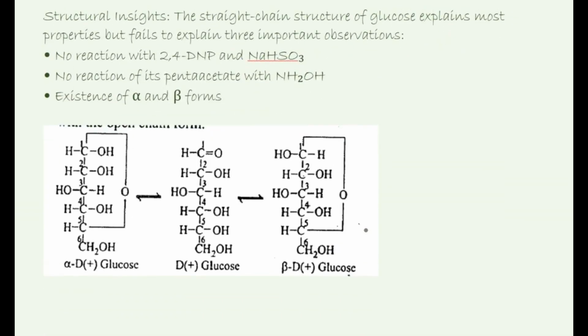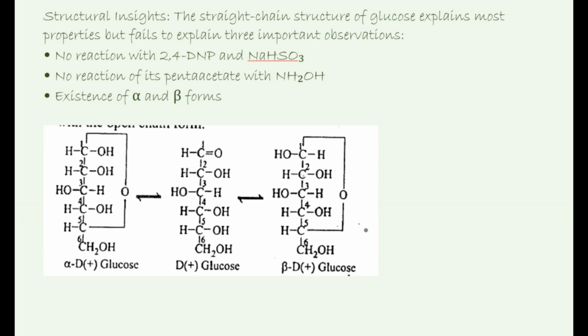Other than this, we have some structural insights as well. The straight chain structure of glucose explains most of the properties. The important test for straight chain is HI with red phosphorus. Glucose gives a 6-carbon system, that is n-hexane formation, which shows glucose has a 6-carbon system.